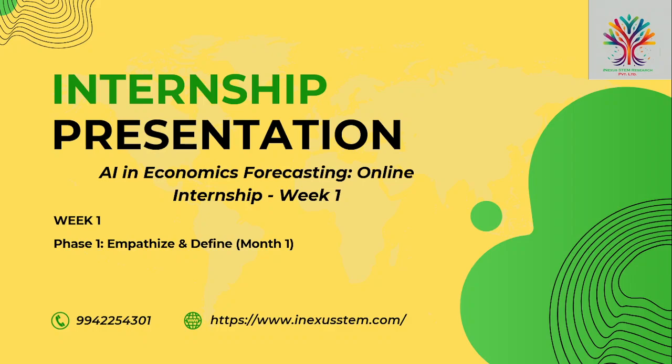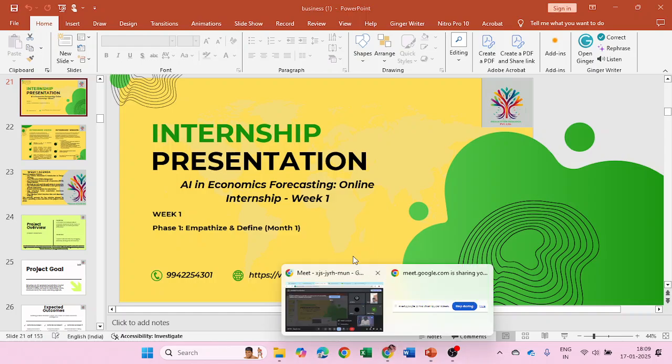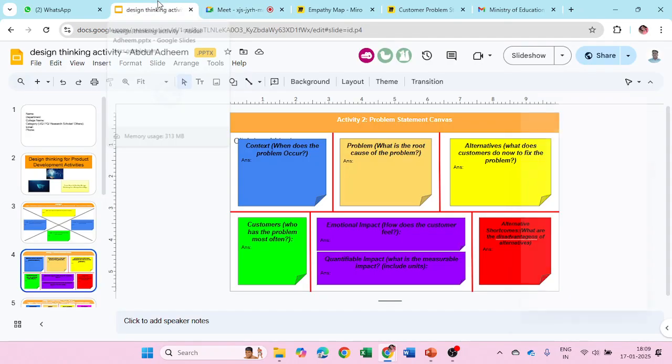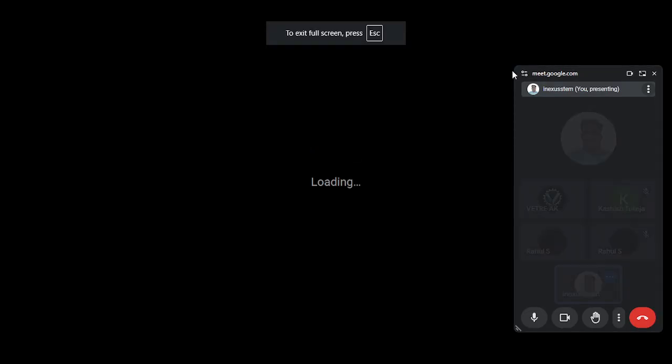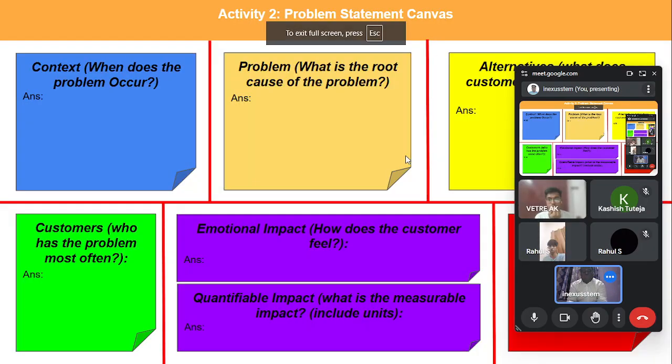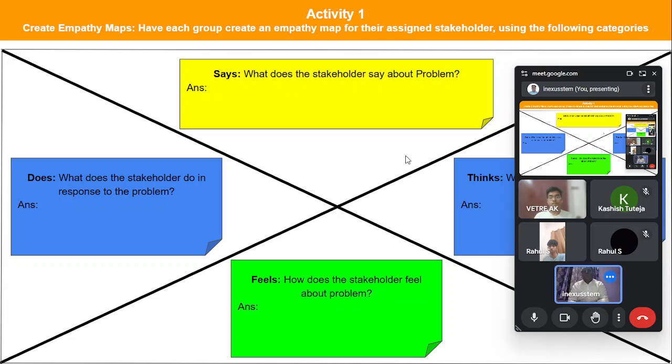Our internship started with AI in economics forecasting, which is an online internship. In week one, phase one concentrated on empathy and problem definition. Already we completed the task according to our plan. In that, I gave a presentation on the empathy map: how each group creates an empathy map for their assigned stakeholders by utilizing the following categories.